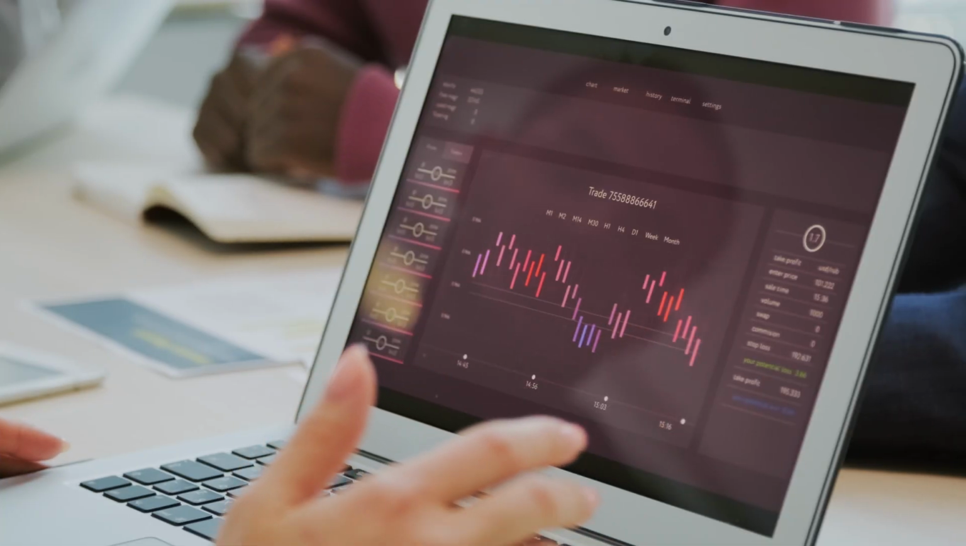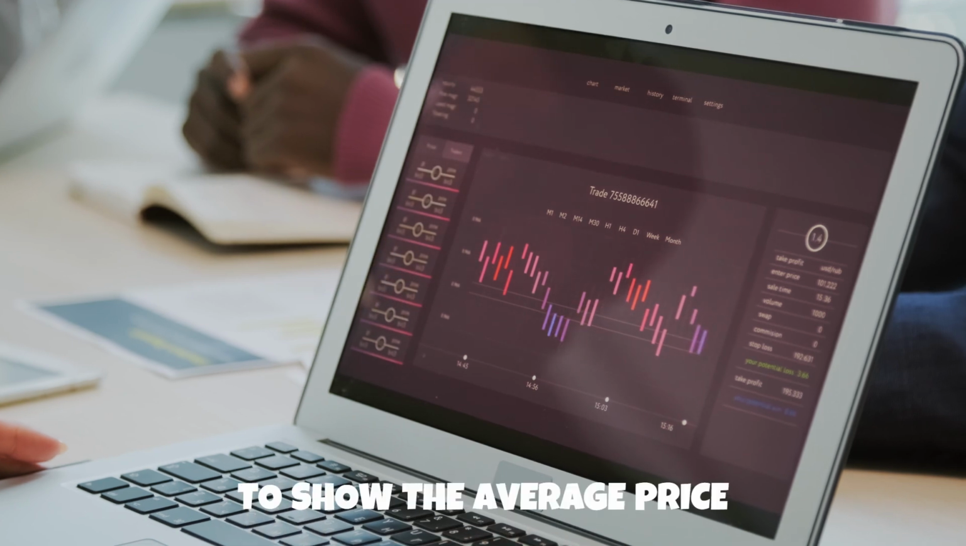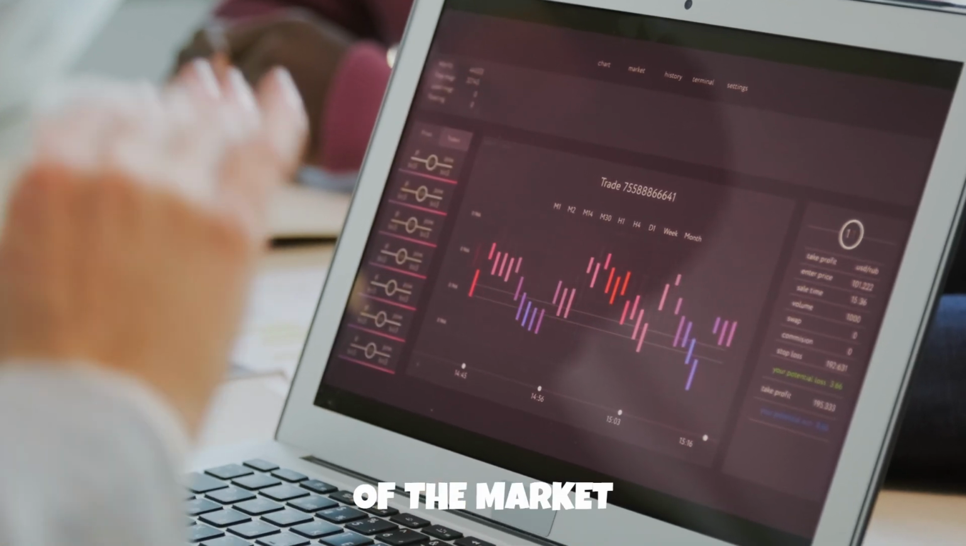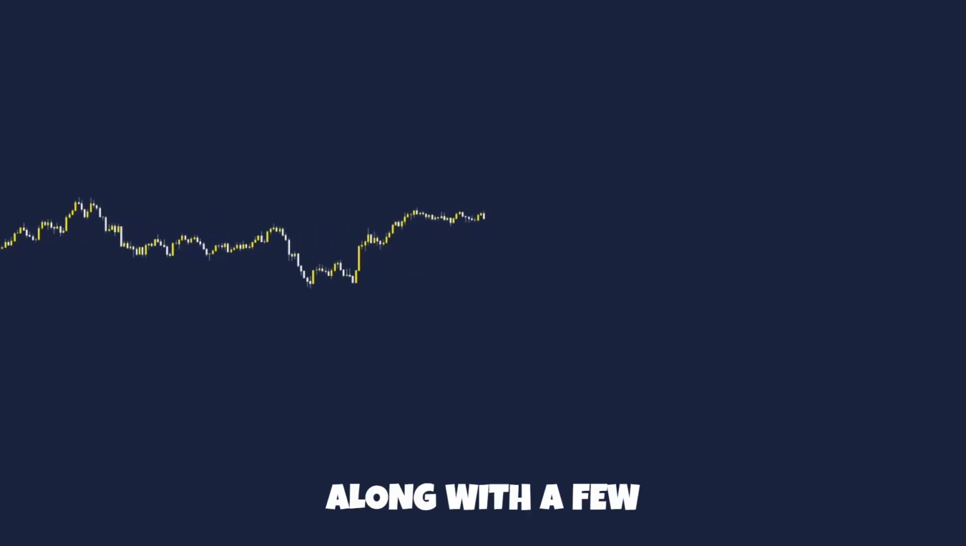Moving averages are lines that traders use on the chart to show the average price of the market over a set number of days. Well, we are going to use them in today's awesome strategy along with a few time of the day tricks to make great profits.